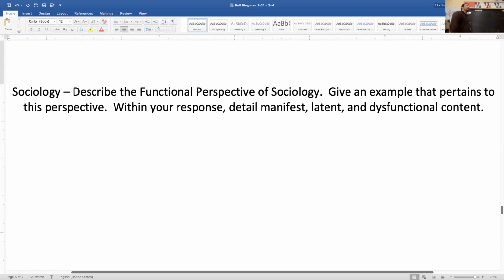Allison, what do you got? I said the government provides education for the children, which in turn pays the taxes. Okay, good job. And I said the manifest function is raising their families and income from it. And the latent function would be the kids become law abiding with tax things. And the dysfunction would be that if all this goes on for a while, the different parts of this would have to readapt and recapture a new world.